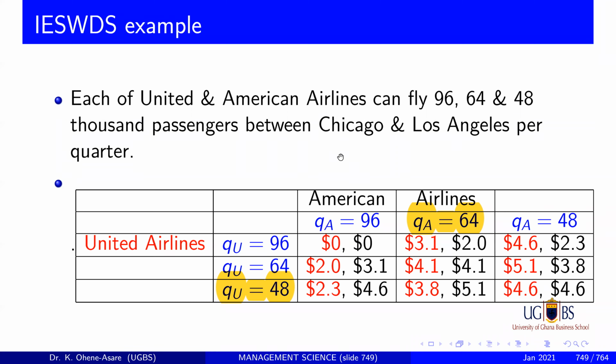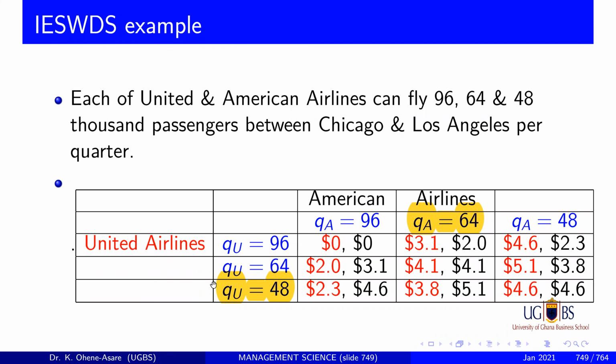So keep this principle in mind. The first thing we want to know is to find out whether each player has a dominant strategy. Now, how do you do that? First, let's do it for United. To check whether United has a dominant strategy, we look at the three strategies, 96, 64, 48. So we start with 96.